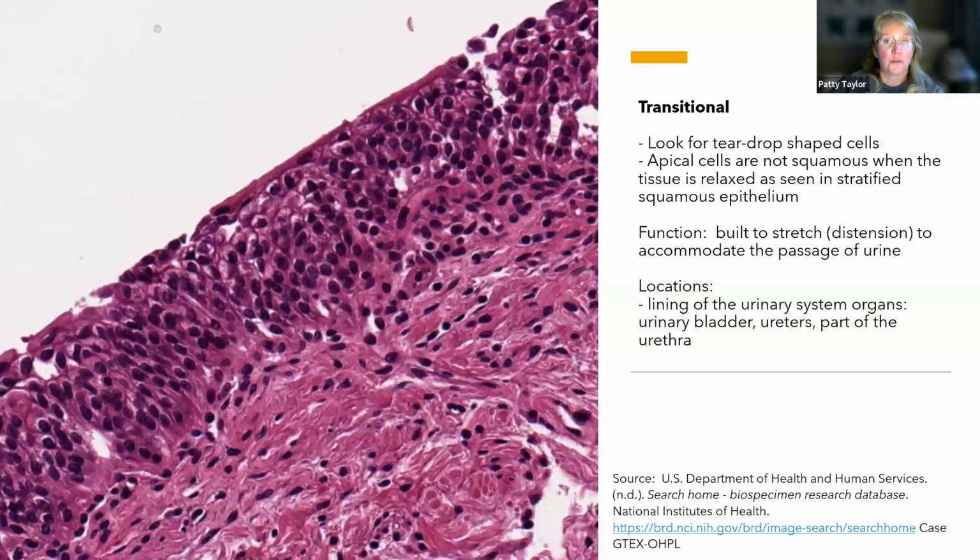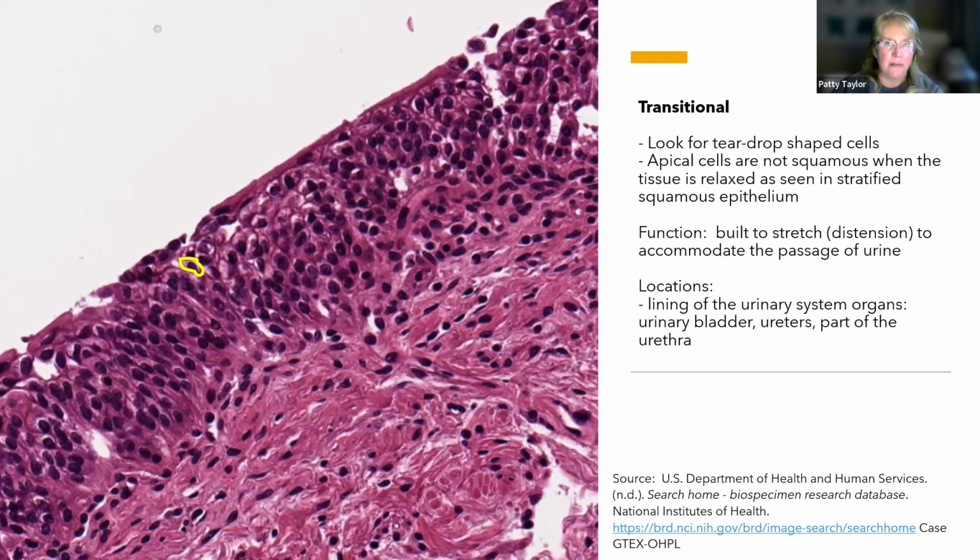Now, this tissue is called transitional epithelium, and at first glance, you may look at this and say, hey, that looks kind of like stratified squamous. It kind of does. But upon closer examination, take a look at each individual cell. They are tear-shaped and they point down toward the basement membrane. These cells are built for stretch. So their job is to stretch in the lining of your urinary system to accommodate the passage of urine.